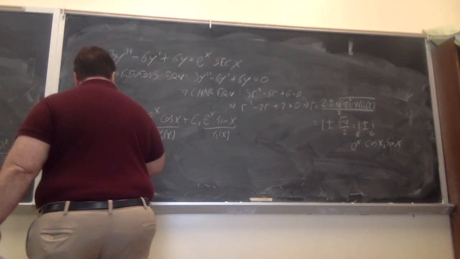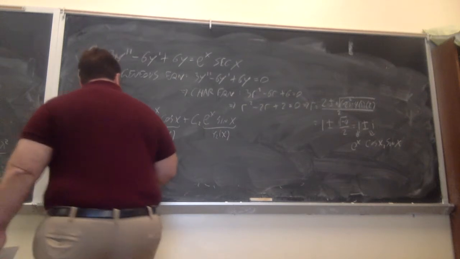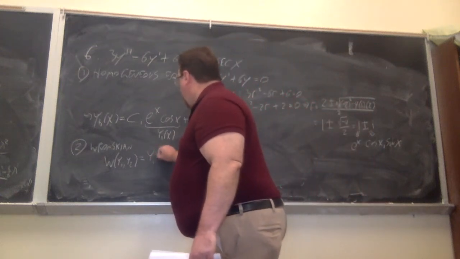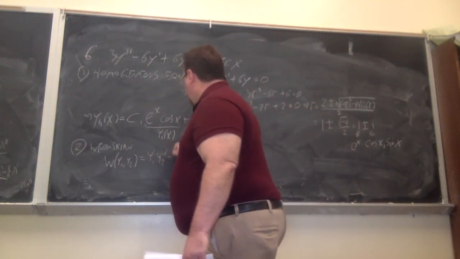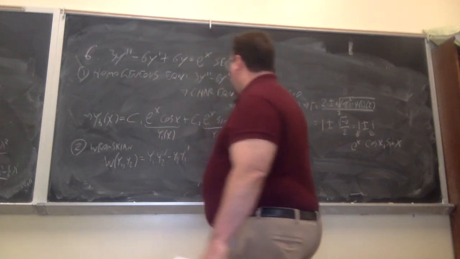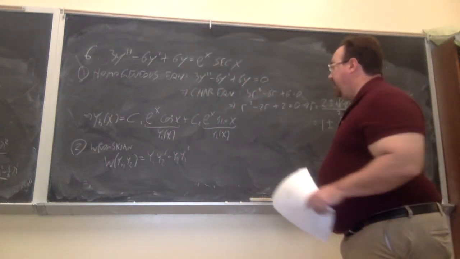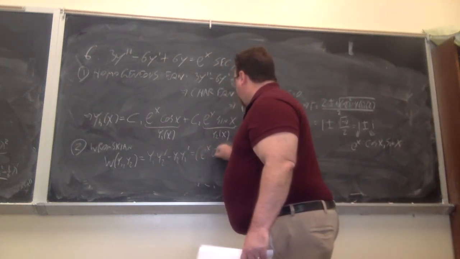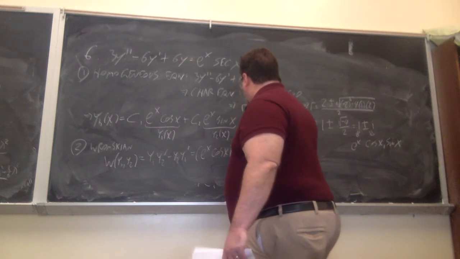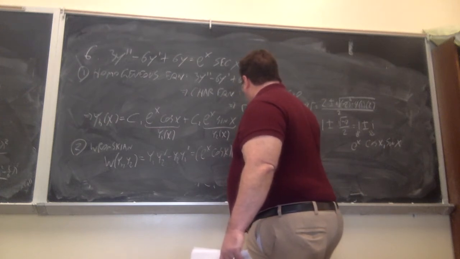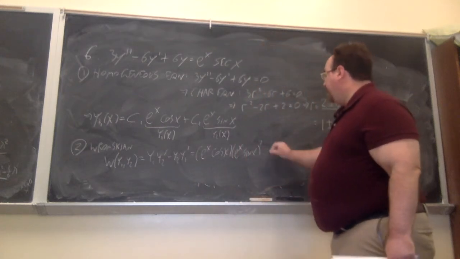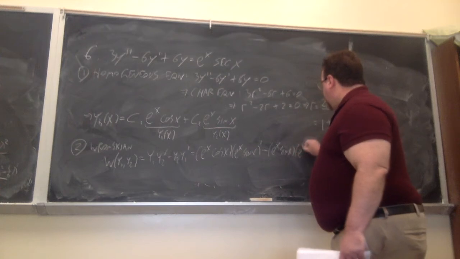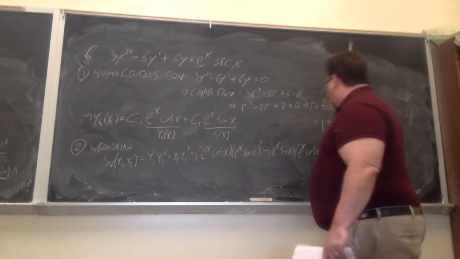So Wronskian, capital W of y1 and y2. A general formula for the Wronskian is y1 y2 prime minus y2 y1 prime. So we need y1 and y2 and their derivatives. I have e to the x cosine x times the derivative of e to the x sine x, so I'll just fill in a prime here, minus e to the x sine x times the derivative of e to the x cosine x.